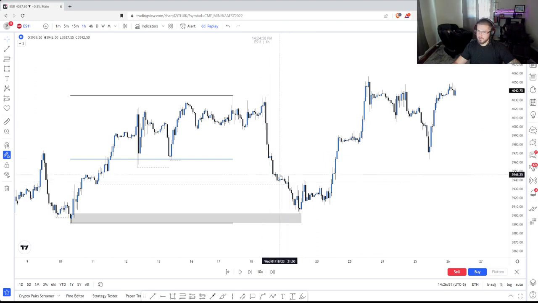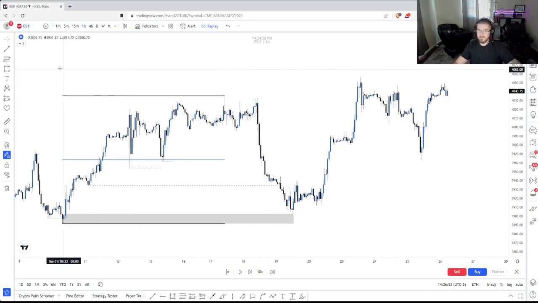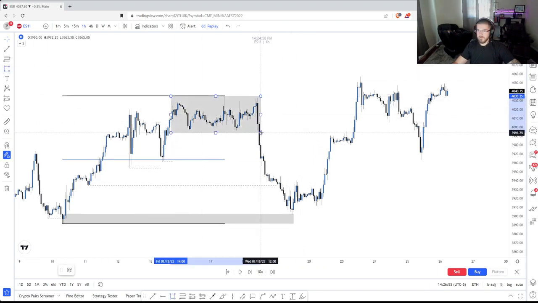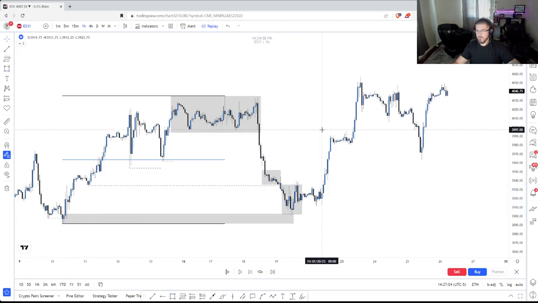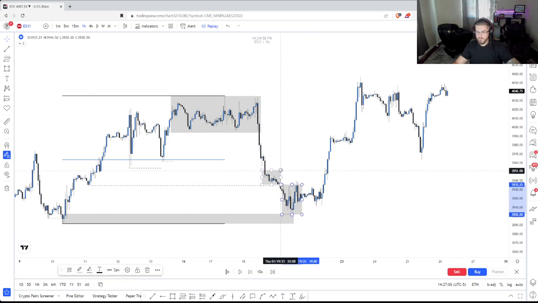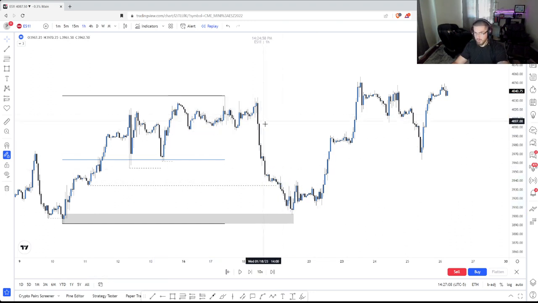It's very ugly, but it is, because a market maker model is an original consolidation, a run to support, aka liquidity, and then a smart money reversal, right? Now, not all of them are going to be pretty, and not all of them are going to be very easy to catch, but that concept is what a market maker model is.